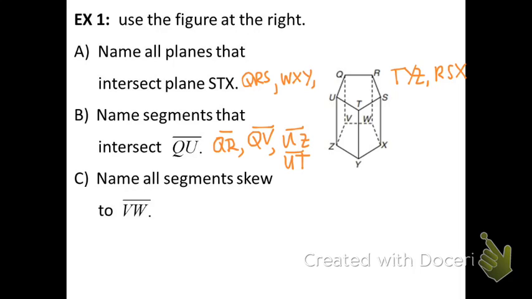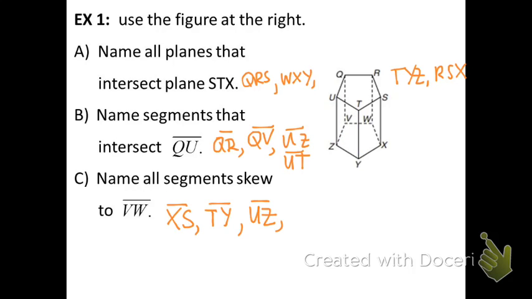Okay, the last one says name all the segments that are skew to VW. So VW is right back here. To be skew, they can't be in the same plane, so none of these we're talking about. Also, none of those there. So instead, we're talking about something like XS. We can get that TY and UZ. Okay, so that has taken care of those ones.